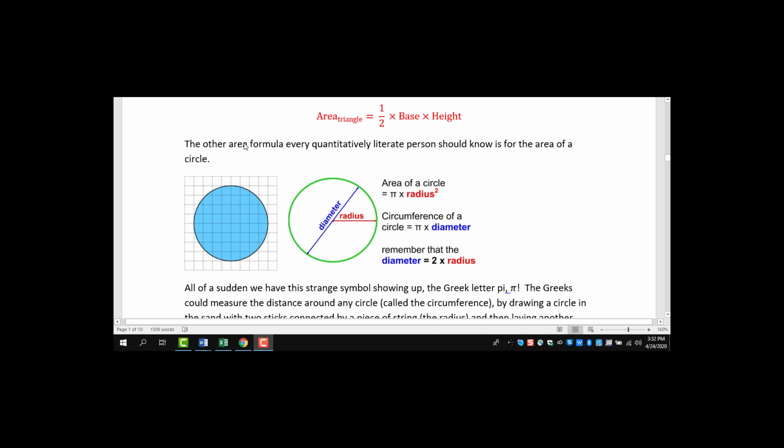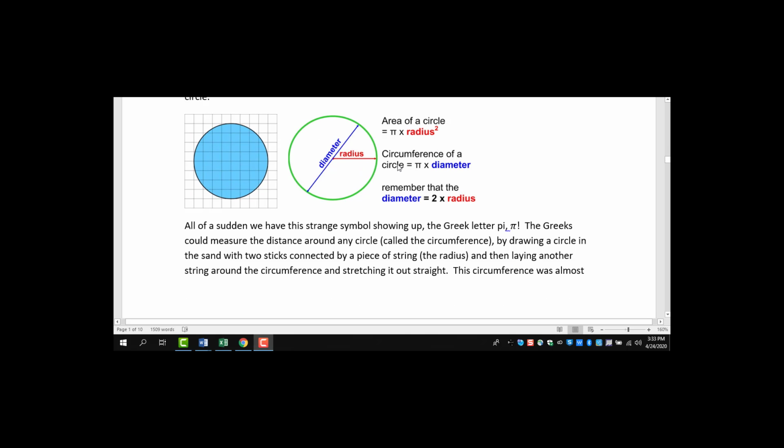The other important one is the formula for the area of circles. The other area formula every quantitatively literate person should know is the area of a circle. The area of a circle is pi times the radius squared. We're going to show you how that came to be. The circumference of a circle is pi times the diameter. And remember, the diameter is twice the radius, so diameter equals 2 times the radius. So it's really hard to find the area by counting the little squares.